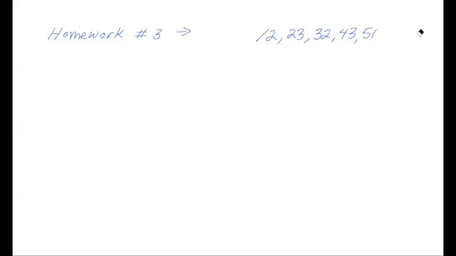Number 12 says a rookie quarterback throws a football with an initial upward velocity component of 12 meters per second, so this is going to be v sub y, and a horizontal velocity component of 20 meters per second. So v sub x is going to be equal to 20 meters per second. Ignore air resistance. How much time is required for the football to reach the highest point of the trajectory?